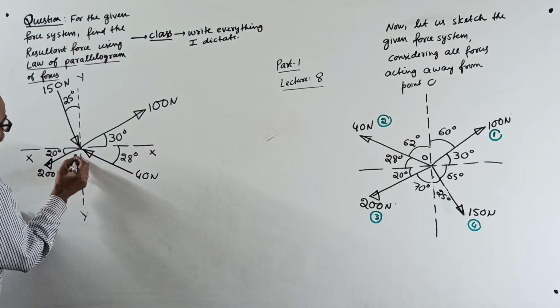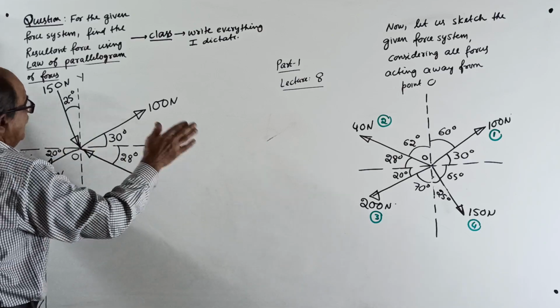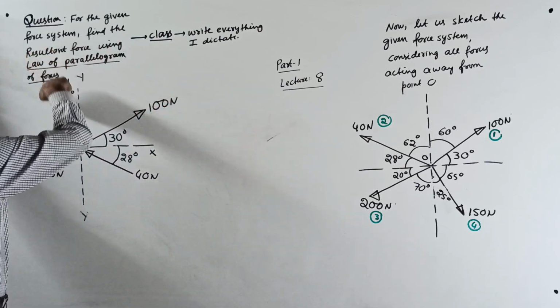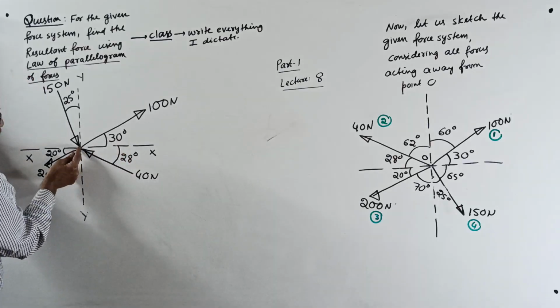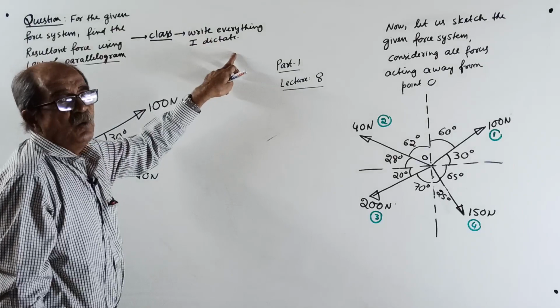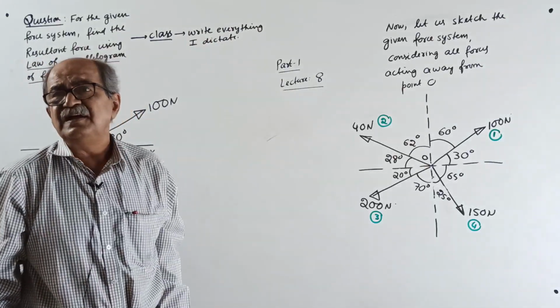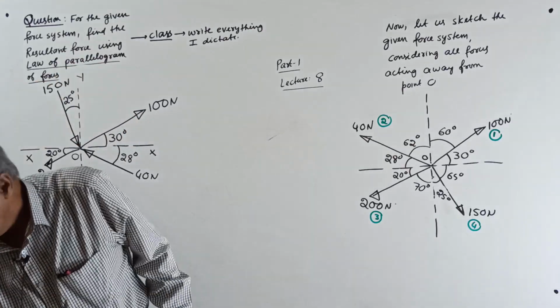See, this point is called O. Coordinate system is given, x, x, y, y. See, one force here, one force here, one force here, one force here. All forces are passing through the point O. So make a note. Class, whatever I tell, you should write it. Those who are depending on the class, you have to write it.